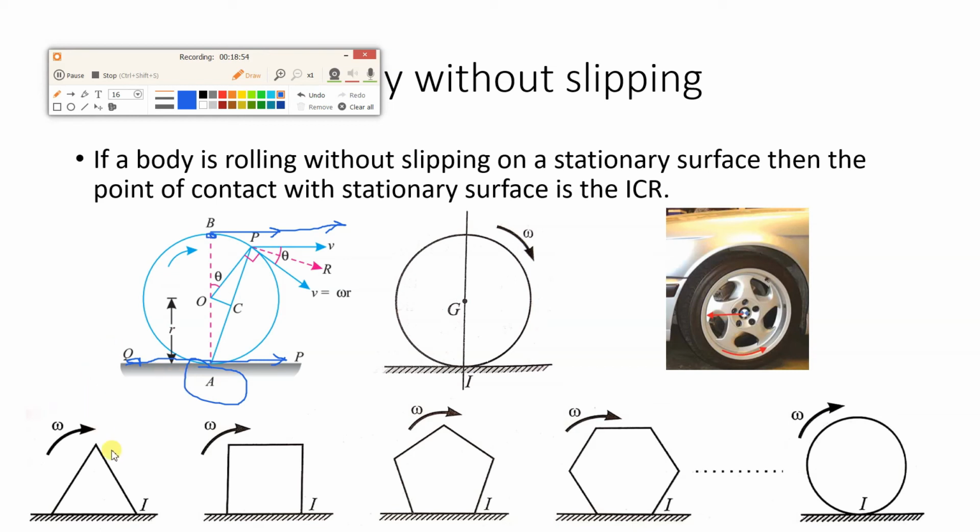Now here some examples are given on the bottom side. Triangle, square, pentagon, hexagon and circle. If a body is rolling without slipping on a stationary surface, then the point of contact with the stationary surface is the ICR. This triangular surface might be a triangular rod, and it is rotating about this point. So this is the ICR. All the ICRs are marked over here for different surfaces.